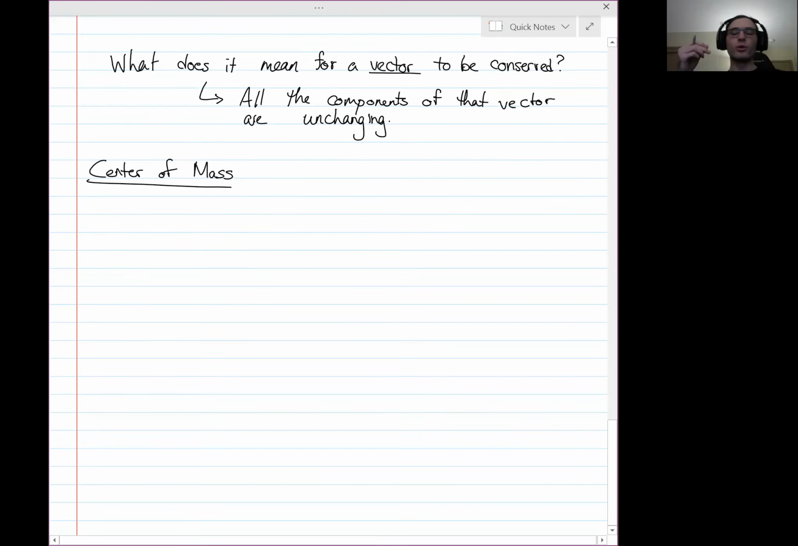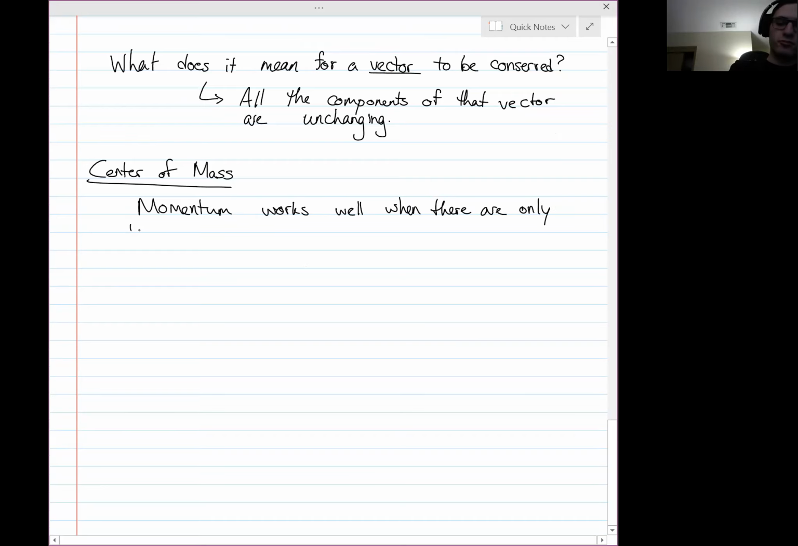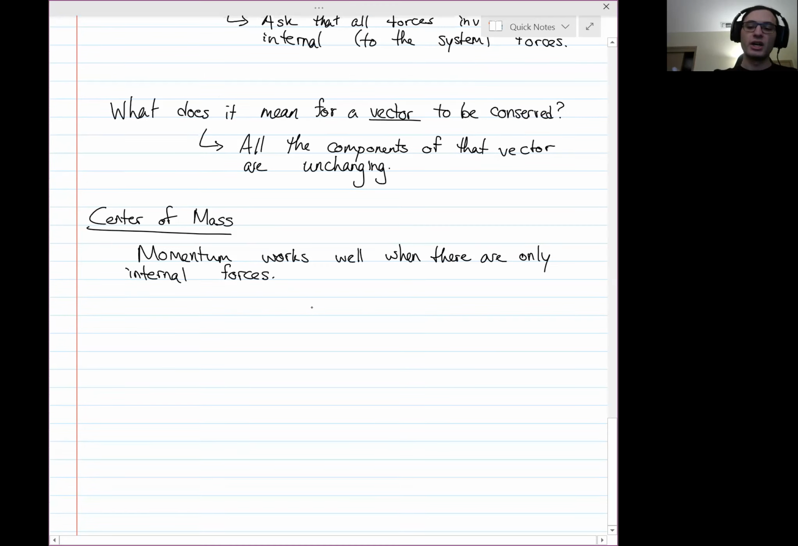So momentum works really well when there are only internal forces, right? Let me write that down. That's a good sentence. It's very useful for us. If there are only internal forces, then we know a lot about what happens to the velocity, for example, because the momentum is conserved. And so you can use the fact that m vf minus m vi is 0, or something akin to that.